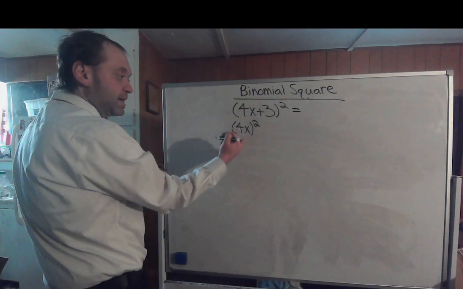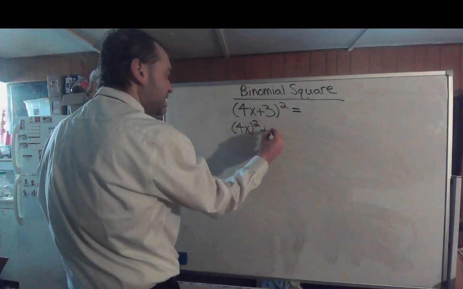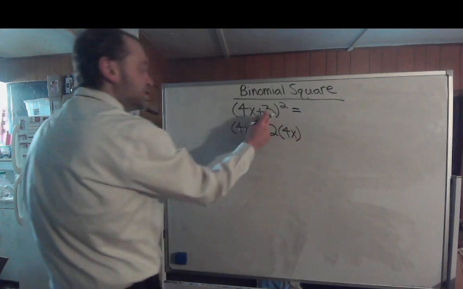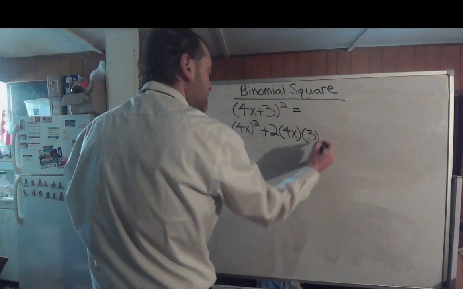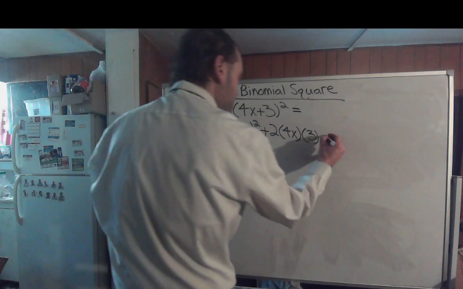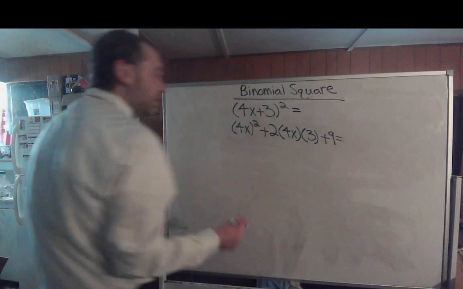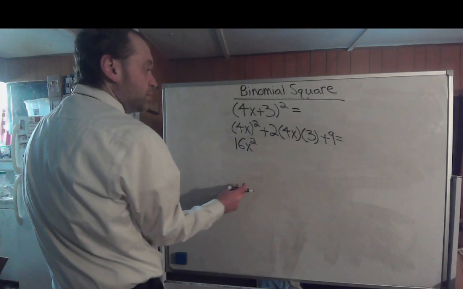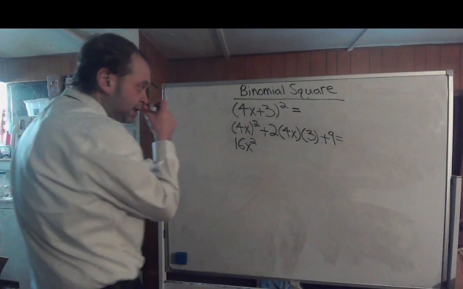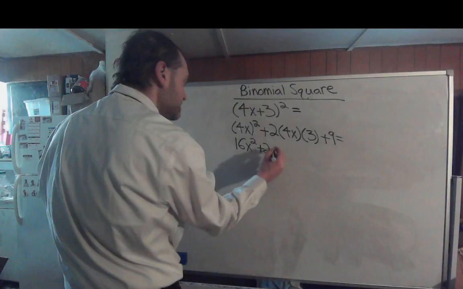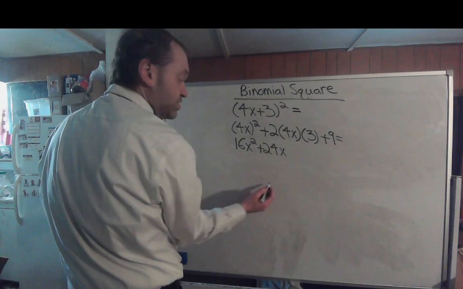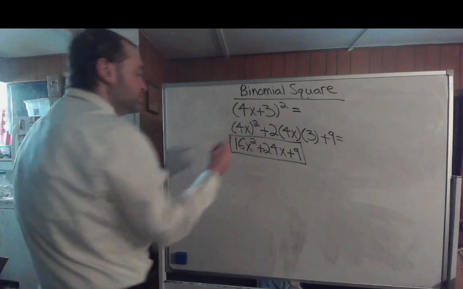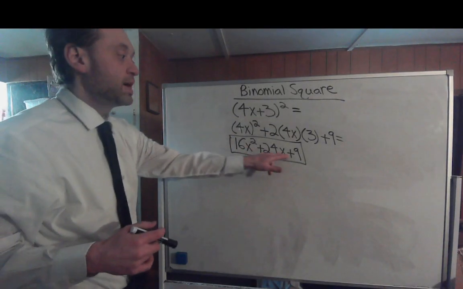So I'll take that 4x, raise that to the second power, plus I'll take 2 times my first term of 4x times my second term of positive 3. Then plus I'll take that 3 to the second power, which would be 9. Alright, so 4x to the second power would give me 16x squared. Plus 2 times 4x times 3, that would be plus 24x. Then just plus 9. So all this is going to simplify into 16x squared plus 24x plus 9.